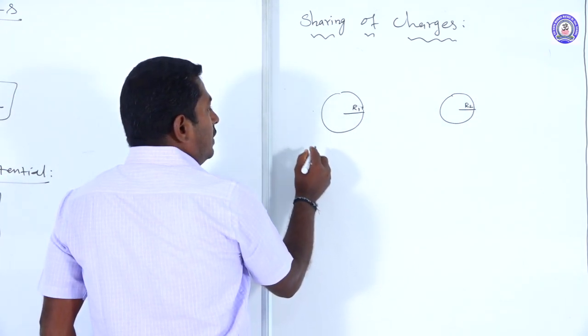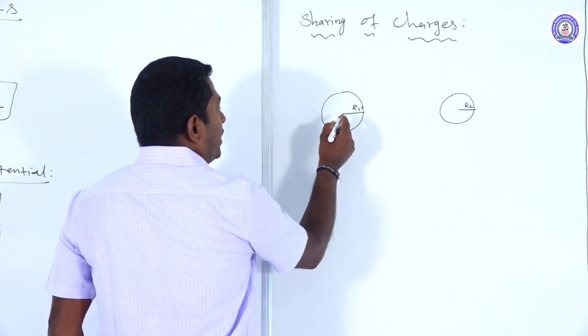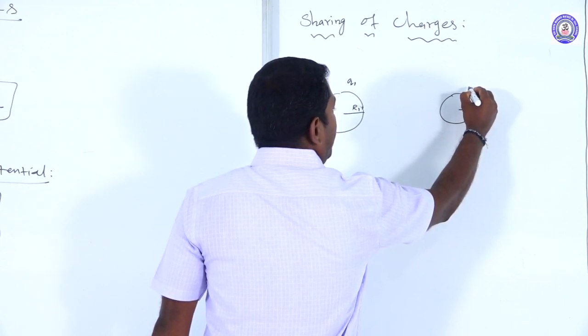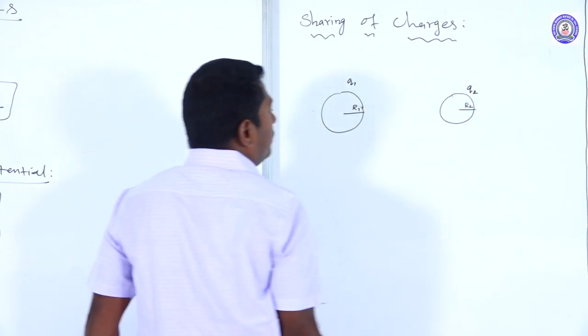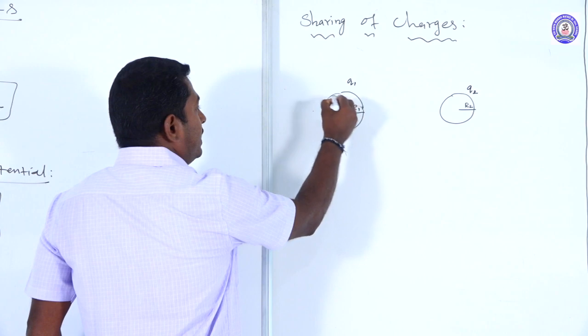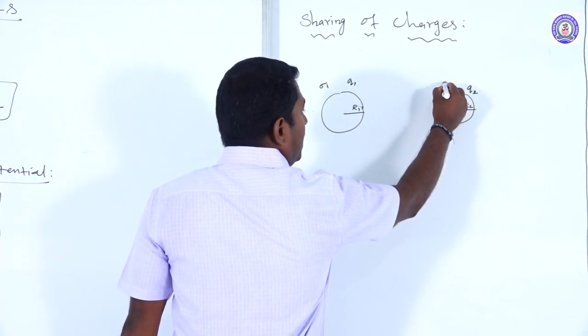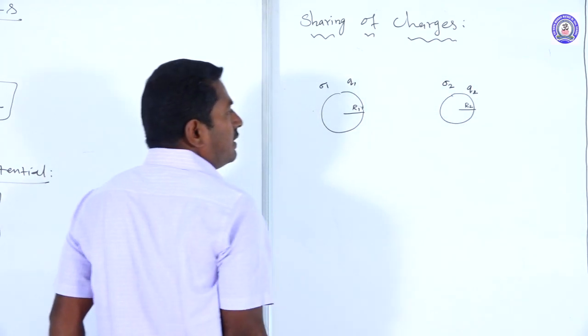Let me assume the charge given to the first spherical shell is Q1. The charge given to the second hollow spherical shell is Q2. The surface charge density of the first spherical shell is sigma 1. The surface charge density of the second spherical shell is sigma 2.